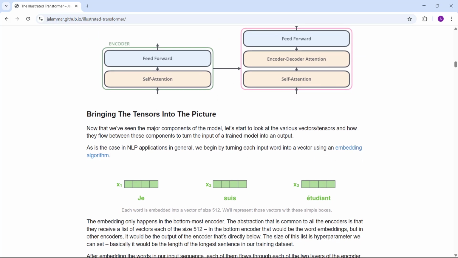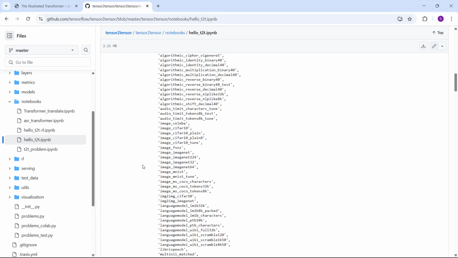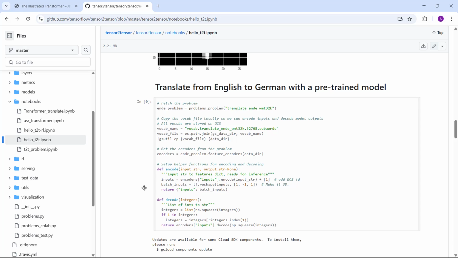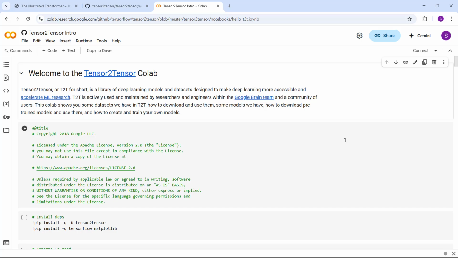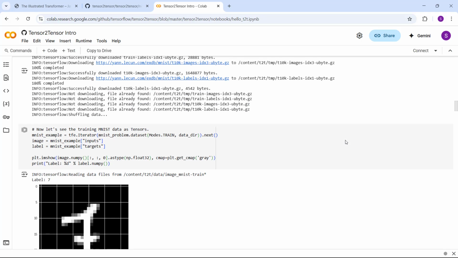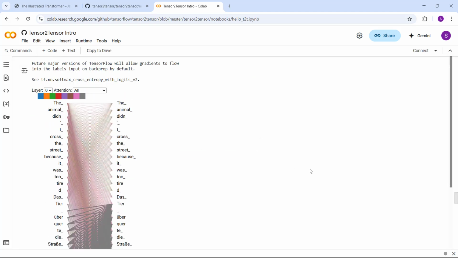And if you want to see the code, let me show the code as well. If you go to this GitHub URL, they have provided the code for translating from English to German with a pre-trained model. If you are interested, you can deep dive and look into this code as well. And if you want to see it visually, here you have the code, and you can also see the visual part.